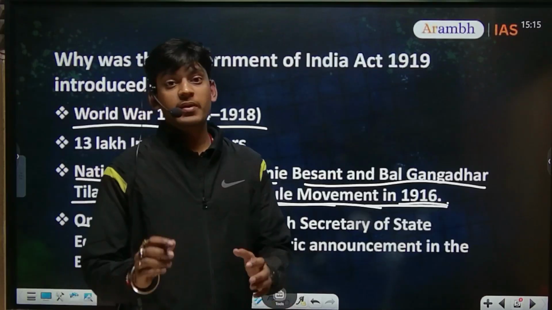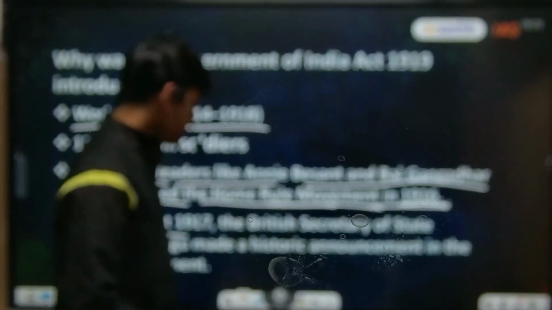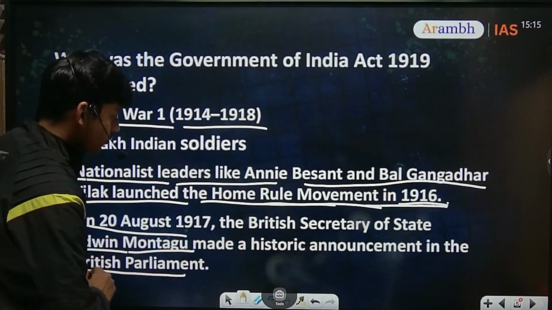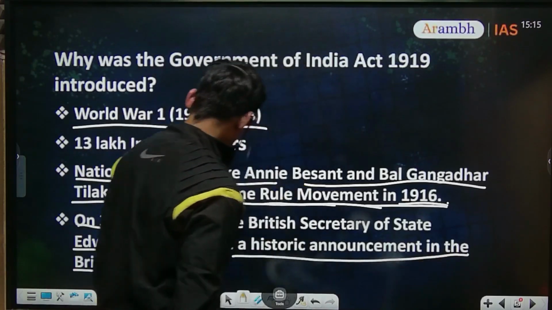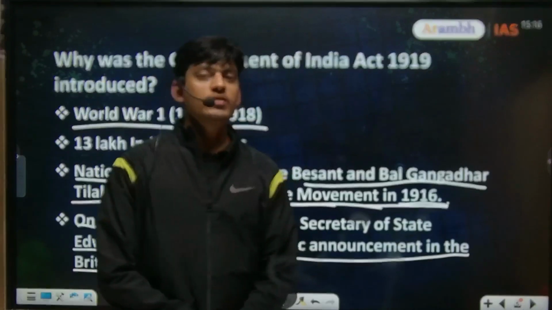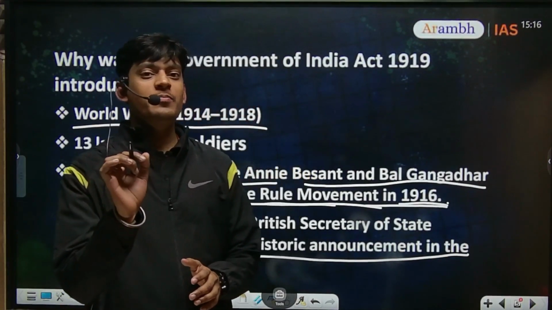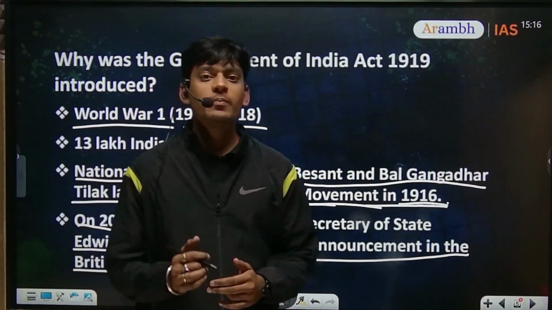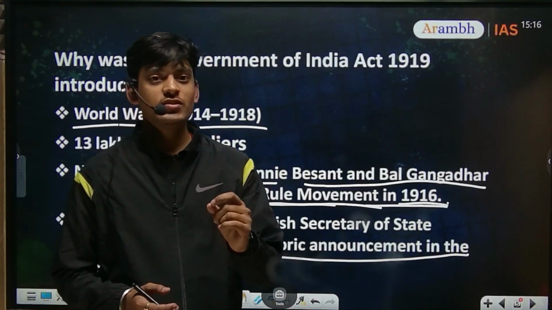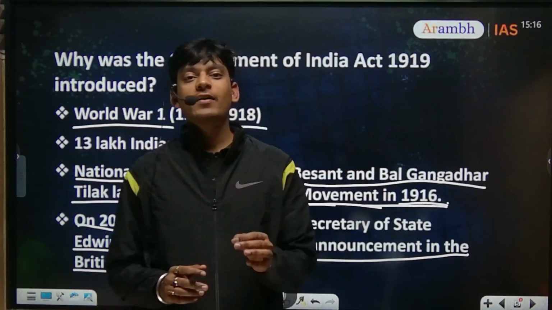1917, the British Secretary of State Edwin Montagu made a historic announcement in the British Parliament. The policy of this government is that of increasing association of Indians in every branch of administration and the gradual development of self-governing institutions with a view to the progressive realization of responsible government in India. This promise led to the Government of India Act of 1919.